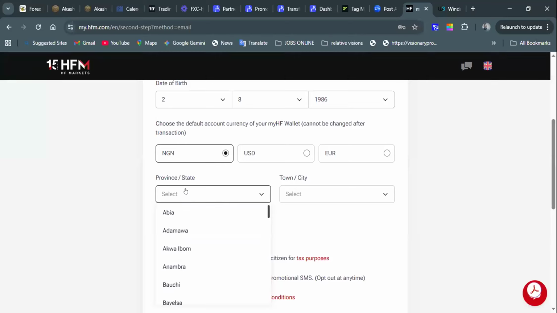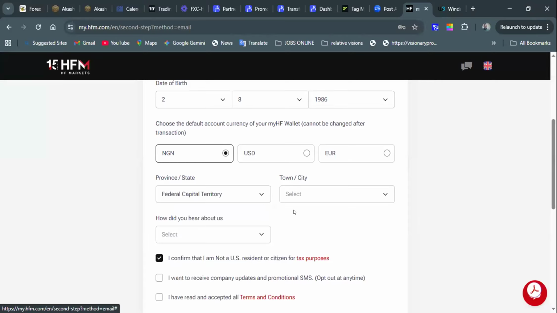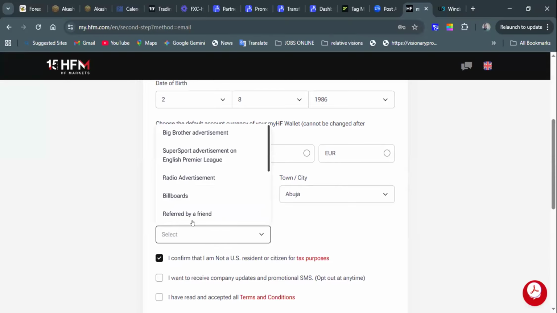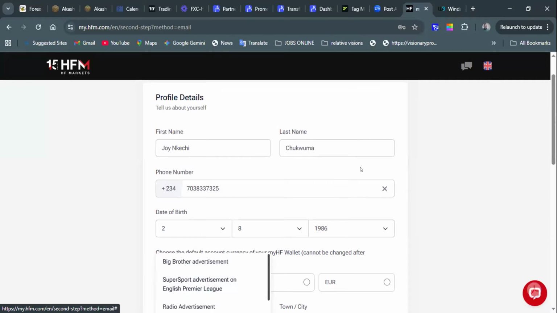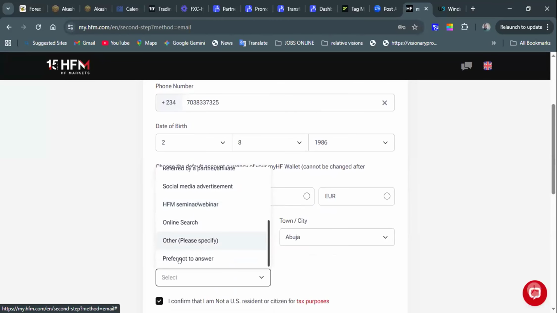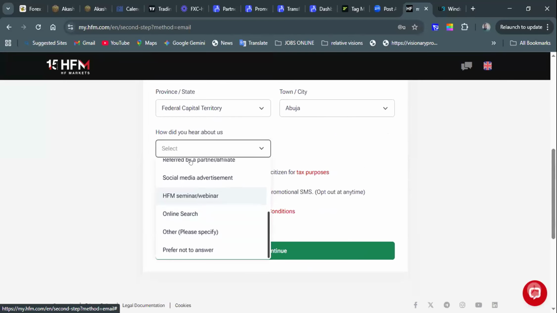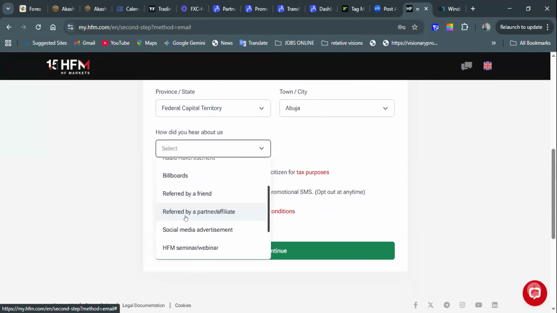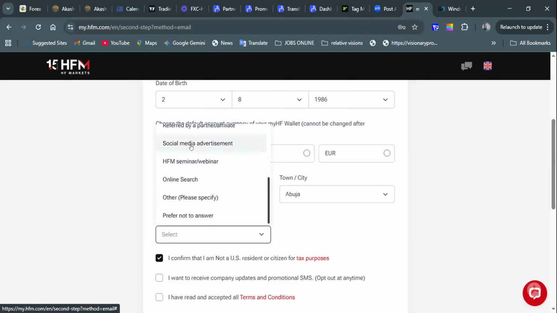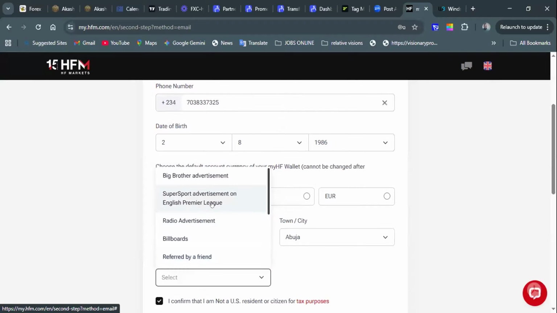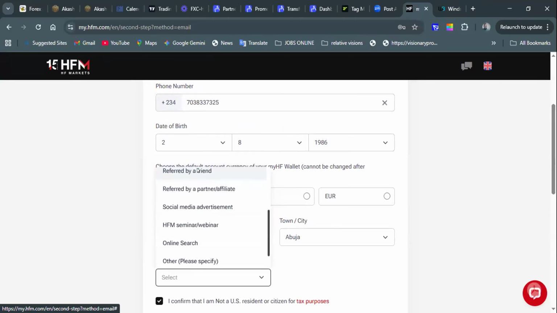Okay. So Abuja here, FCT right here. City Abuja. How did you hear about us? You can put through the community. Should I use referred by a friend or there was something I use here. I just kind of use community. I'll find out now. So let's use referred by a friend.